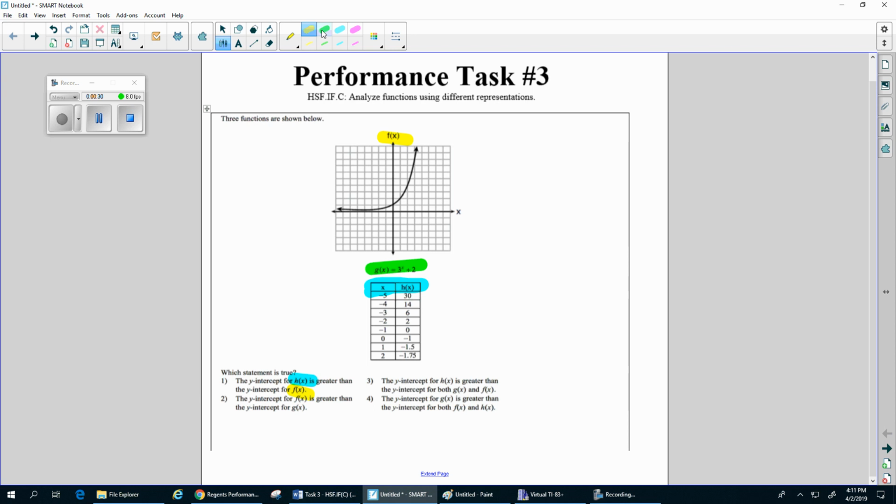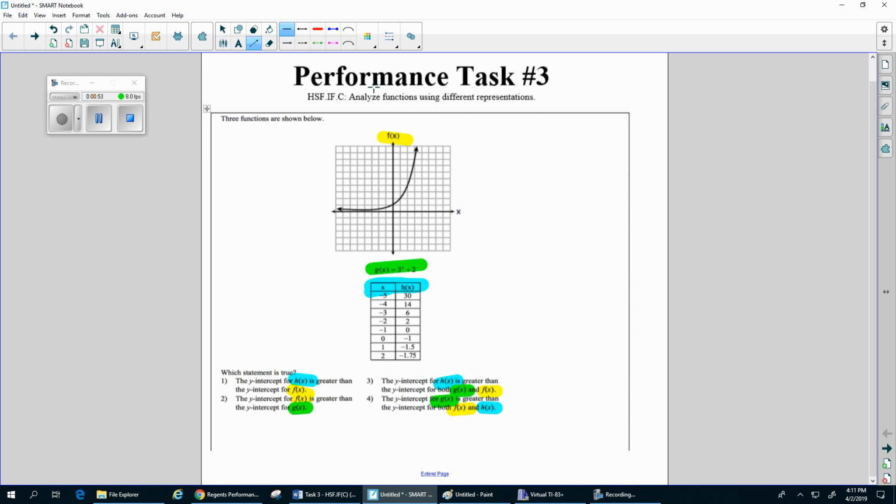We continue reading. I'm still comparing f of x with h of x. I'm comparing all three of these, and what I'm trying to look for is the y-intercept for each one. That's the first thing you want to identify. Let's go to our first function, which is f of x, highlighted here in yellow, and we want to identify the y-intercept.